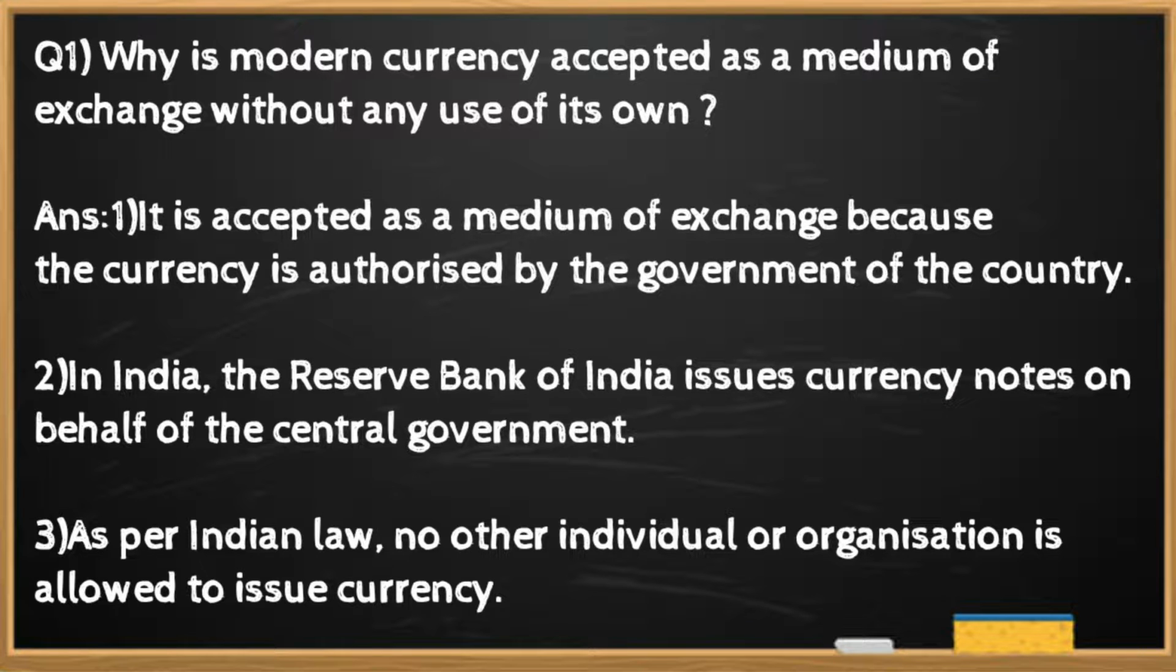Question number 1. Why is modern currency accepted as a medium of exchange without any use of its own? And the answer is, it is accepted as a medium of exchange because the currency is authorized by the government of the country. In India, the Reserve Bank of India issues currency notes on the behalf of central government.